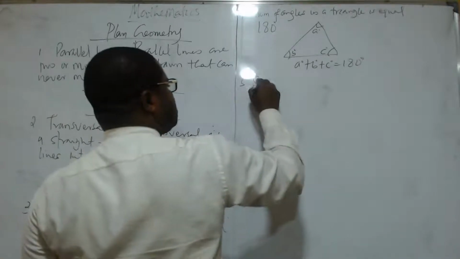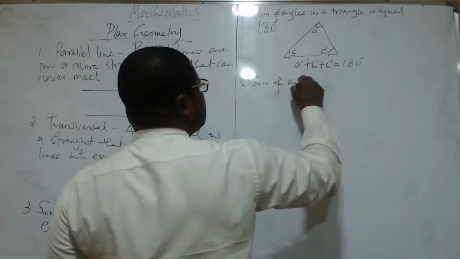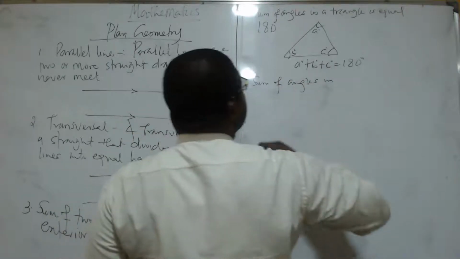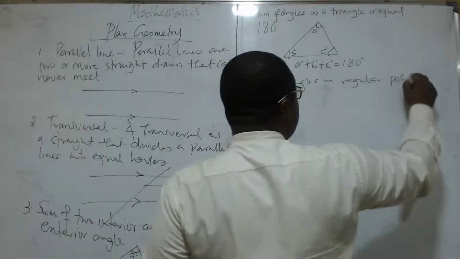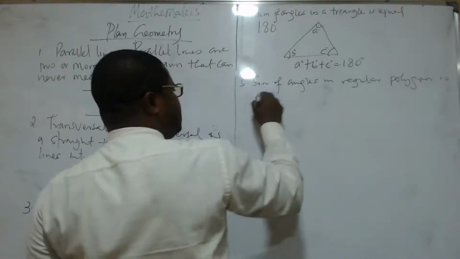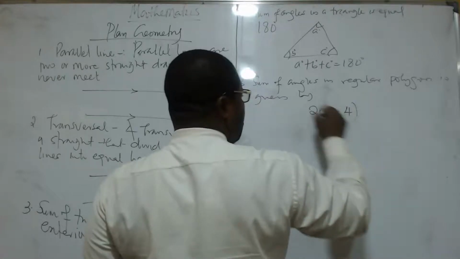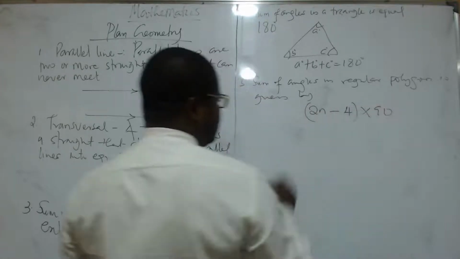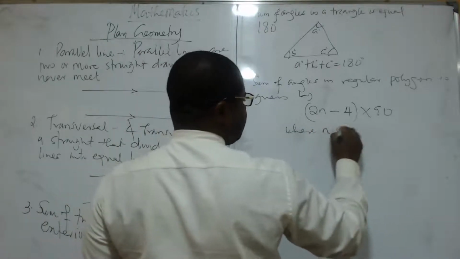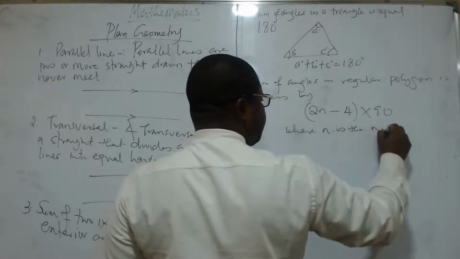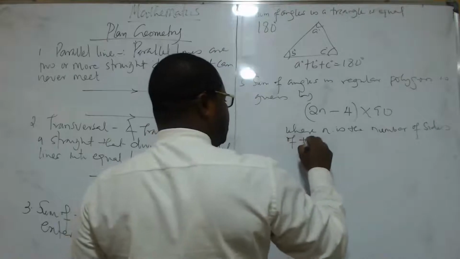Number 5, we have what? Sum of angles in a regular polygon is given by what? 2n minus 4 multiplying what? 90. Where n is the number of what? Sides of the polygon.